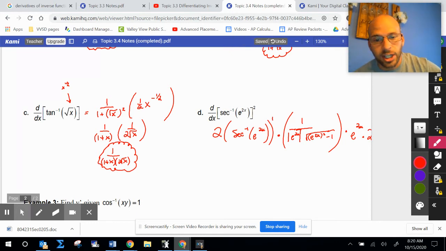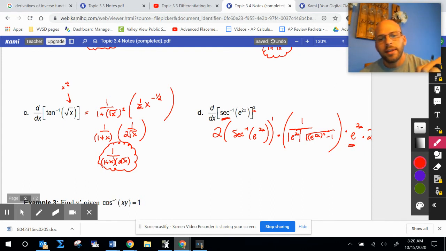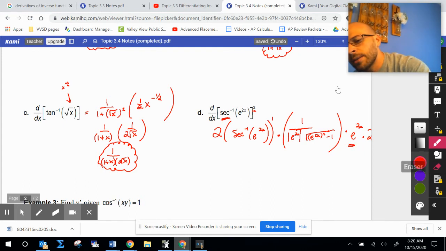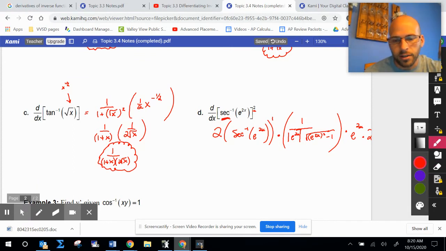A lot of links to the chain there. So I took the derivative of the power on the outside. I took the derivative of the secant inverse. That was the next piece. Then I took the derivative of the e to a power. Then I took the derivative of the 2x, gave me 2. So if I had to clean this up, that's, like I said, a monster there.